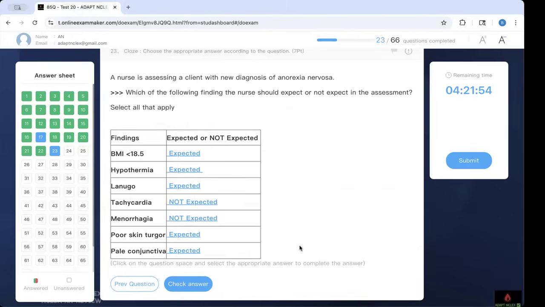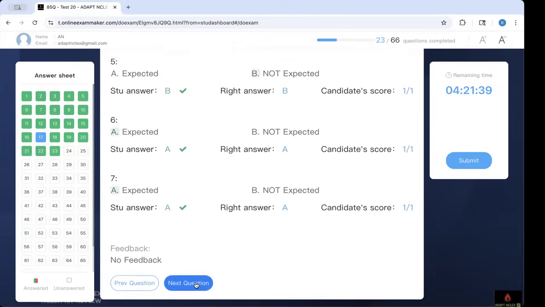Pale conjunctiva. That means what? Anemia. So this is what you expect in an anorexic patient.